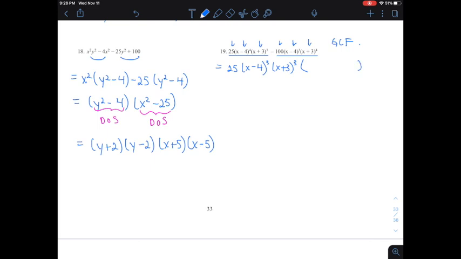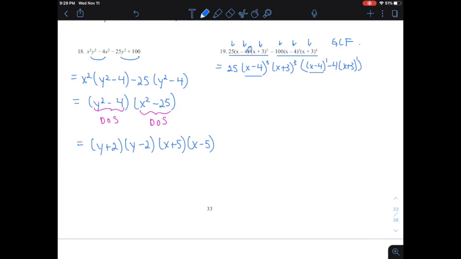Now, what goes in this bracket? Well, I can see I have x minus 4 to the power of 1, because x minus 4 to the power of 3 times x minus 4 to the power of 1, I would add the exponents to get this 4. Okay, and now I'm going to subtract, and 25 goes into 100 4 times, so it's going to be minus 4. And I have x plus 3 to the power of 1.